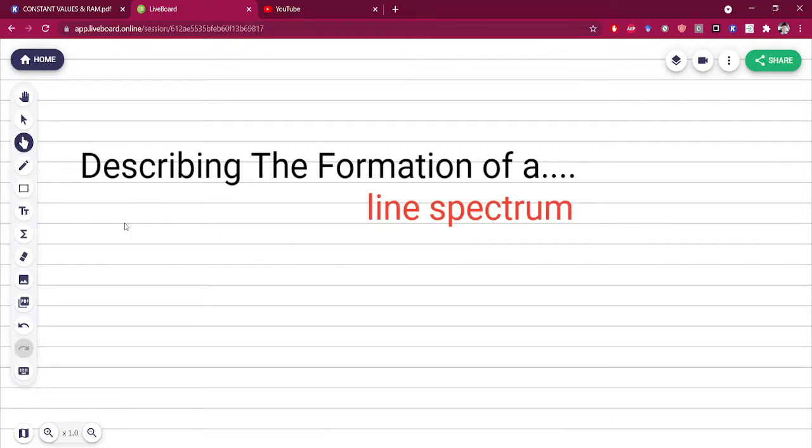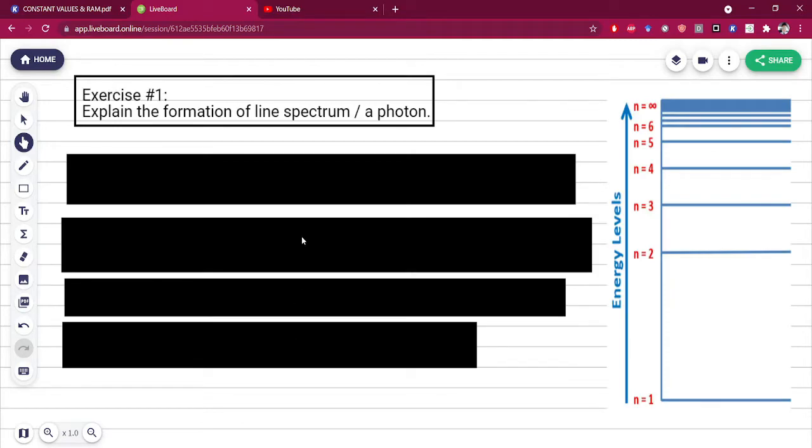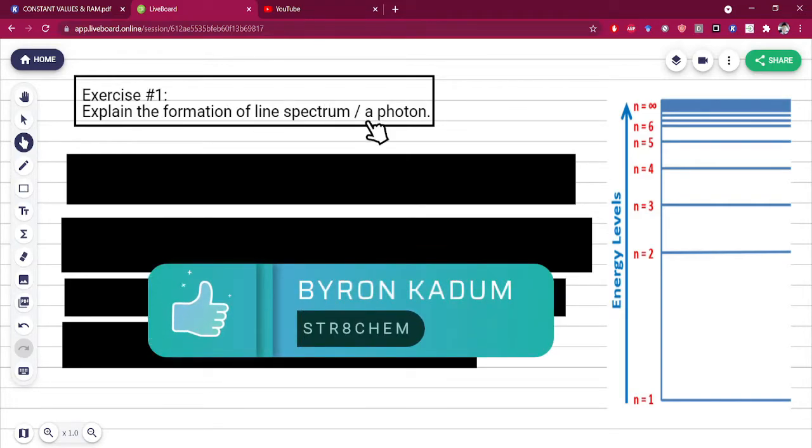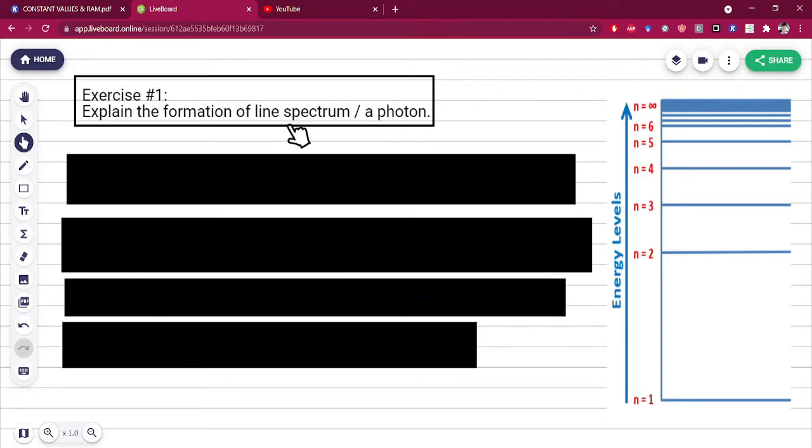In this video, we're going to learn how to describe the formation of line spectrum. To start, let's have a look at exercise number 1. Explain the formation of line spectrum, or a photon. So when you see the term line spectrum, that refers to a photon as well. Over here, we're going to have 4 points that you need to be able to write down in order to get full marks for this kind of question in exams.